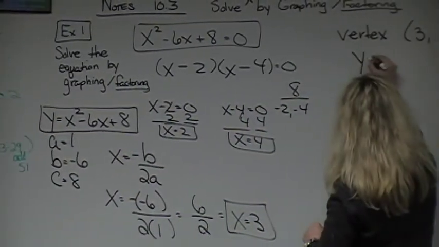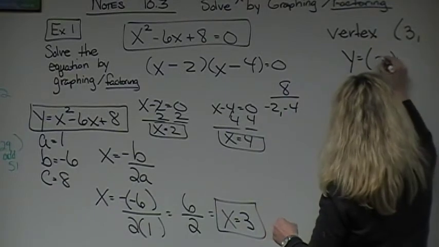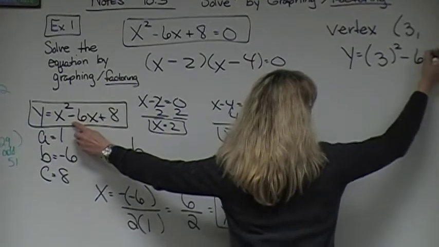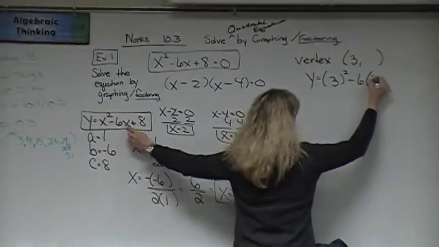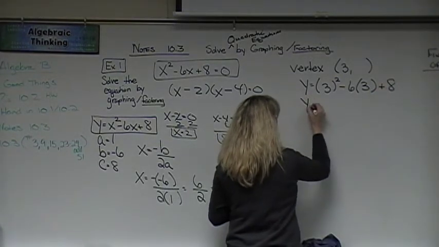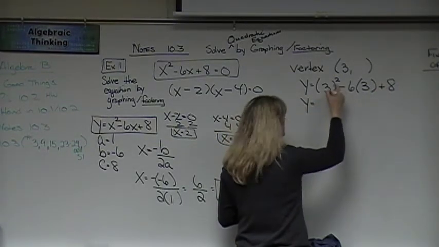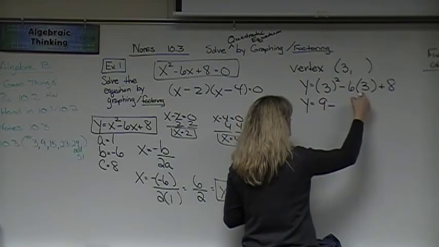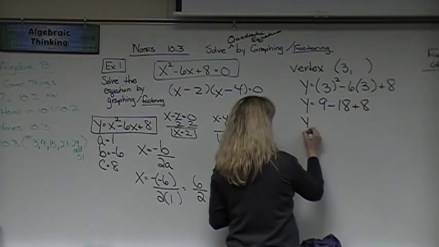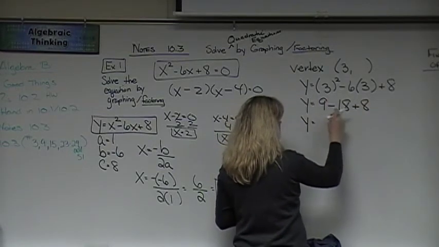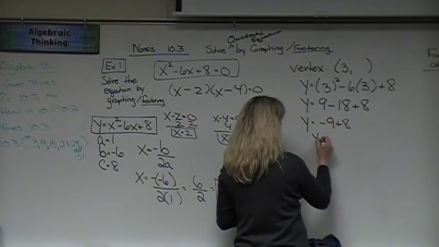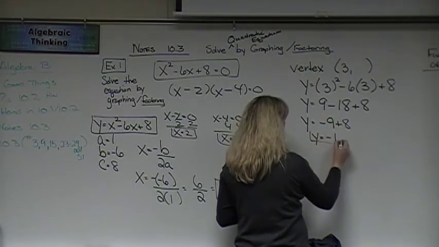So y equals 3 squared minus 6 times 3 plus 8. 3 squared is 9, minus 6 times 3 is 18, plus 8. Work from left to right. 9 minus 18 is negative 9, plus 8. What's negative 9 plus 8? Negative 1.